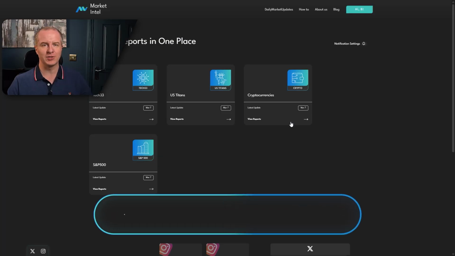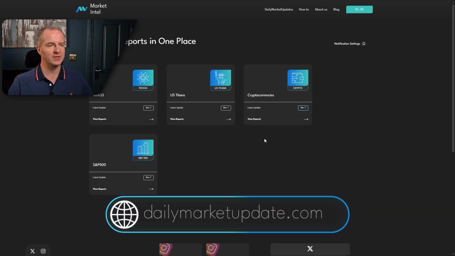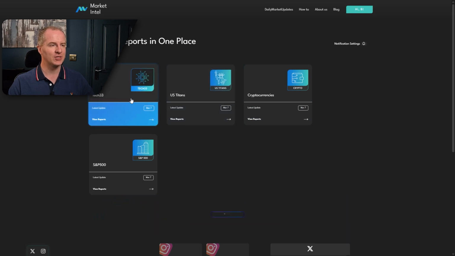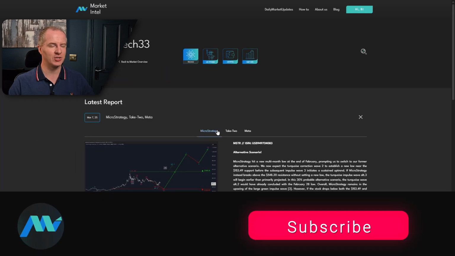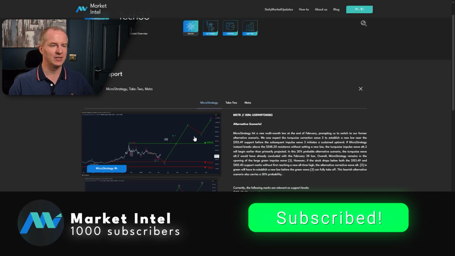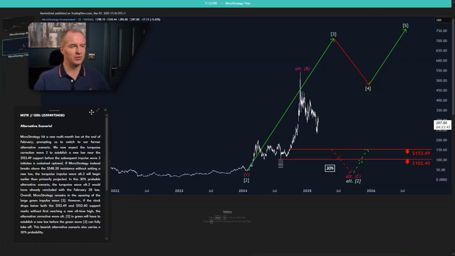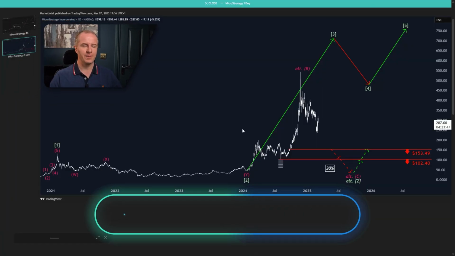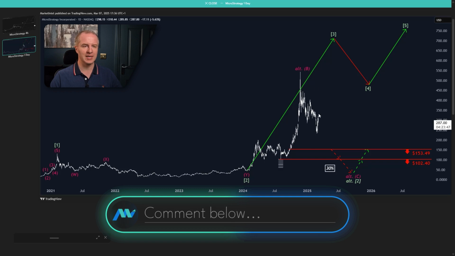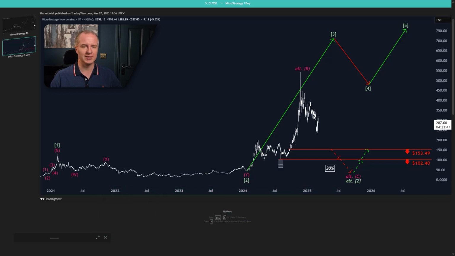Okay, we are on the Market Intel website, dailymarketupdate.com. Here you can get access to different asset classes, including tech stocks. So we click on our tech stocks section here and we take a look at the Strategy chart. And I want to start with the daily chart. We haven't covered Strategy for quite some time, but now due to all of this volatility, I think it's quite important that we take a look at this chart. And it's important to just be aware of the relevant levels, the key risk levels, probabilities, and so on.